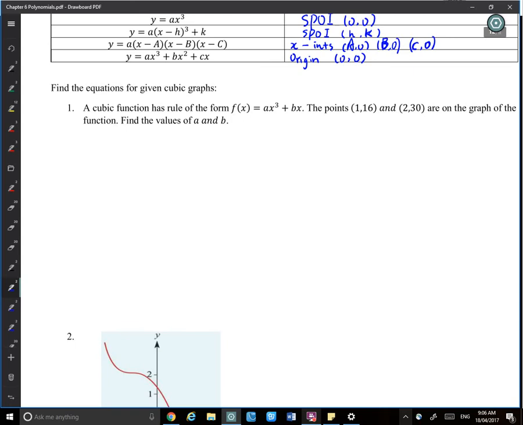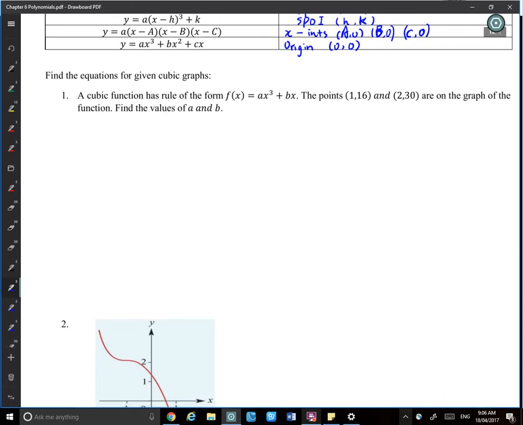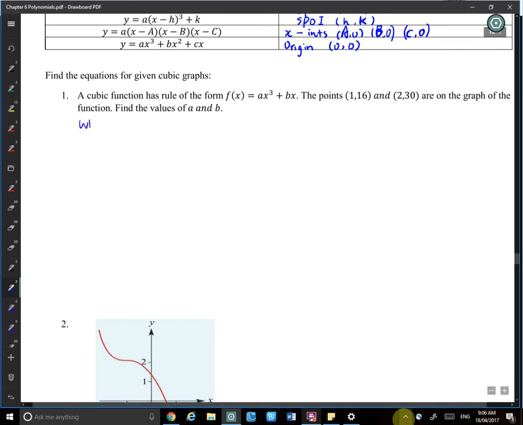A cubic function has the rule f(x) equals ax cubed plus bx. It doesn't have an x squared term or a constant term. The points (1, 16) and (2, 30) are on the graph, so find the values of a and b. When x equals 1, f(x) will equal 16. When x equals 2, f(x) will equal 30. That's the information you know.